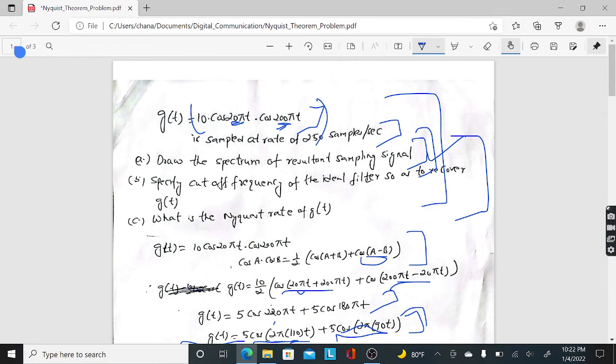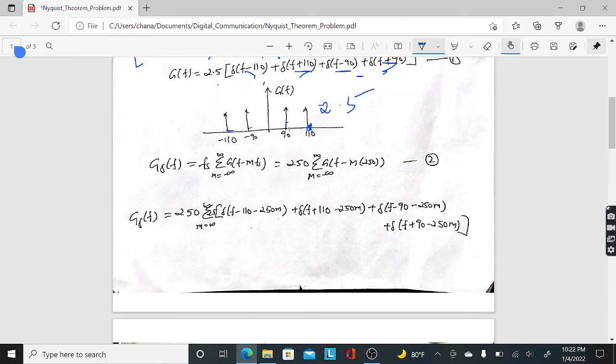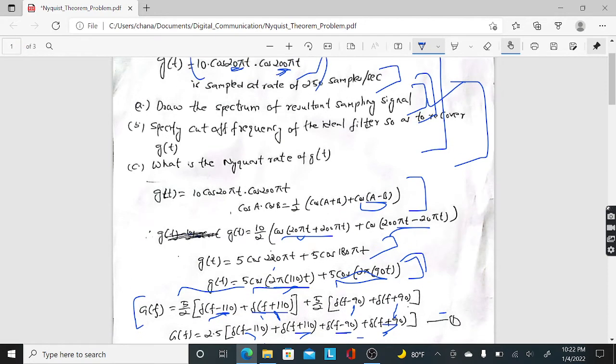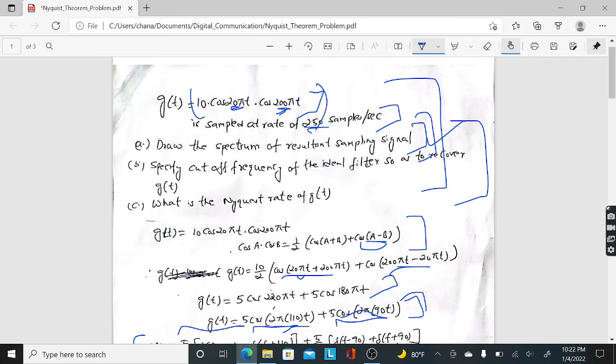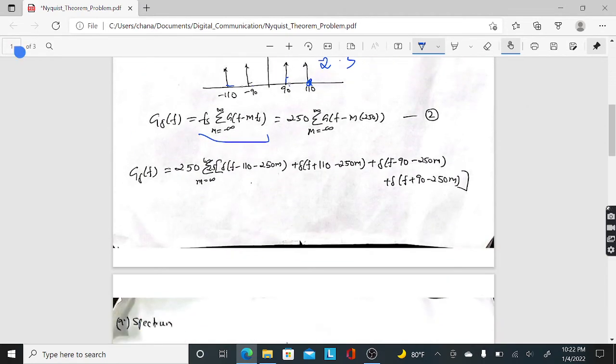Now the question is the spectrum of the sampled signal. We all know, we saw this in the last video, that G_δ(f) is fs times the summation over m from minus infinity to infinity of G(f − m·fs). Here fs is the sampling frequency, which is given in the question as 250 samples per second. So if I substitute this, I get 250 times the summation of G(f − 250m). I just expanded it here, but let me plot it without looking at it.